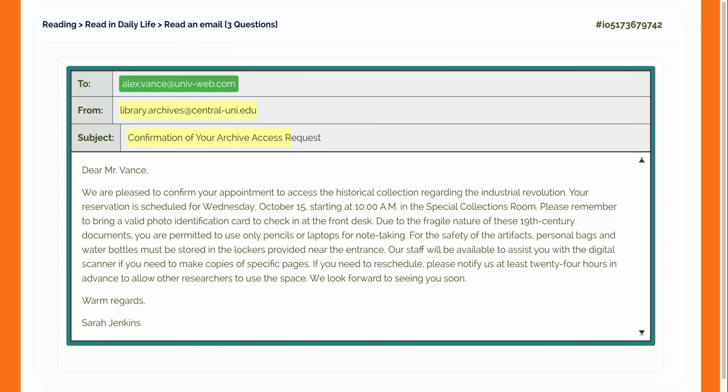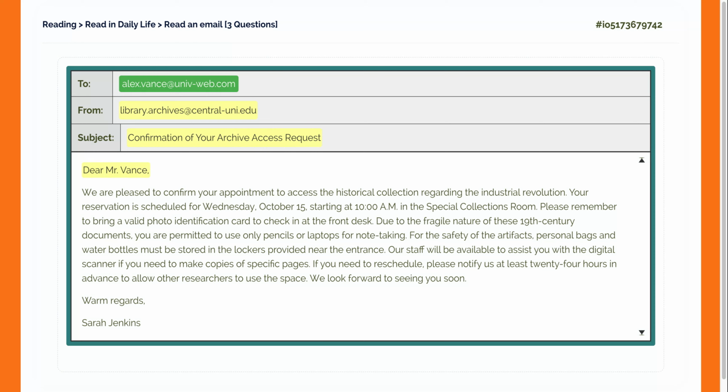Confirmation of your archive access request. The subject line says, "Confirmation of your archive access request." Think of the subject as a mini summary. Before I even read the first sentence, I already know the main idea. The words confirmation and access request tell me that Alex asked for permission to see something, and the library is saying yes. This helps me predict that the email will contain dates, times, and rules for his visit.